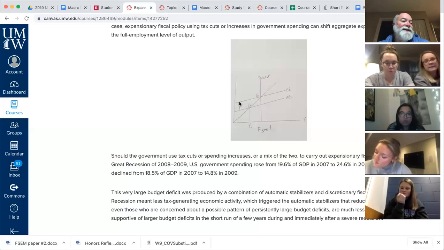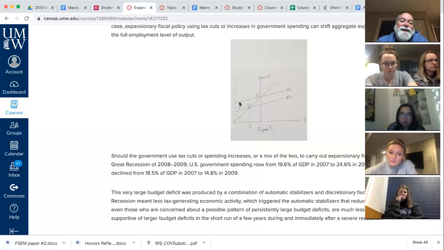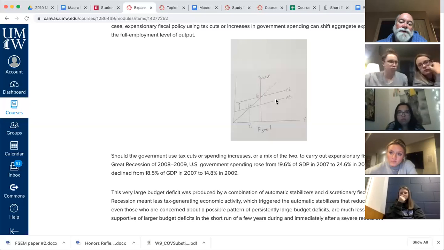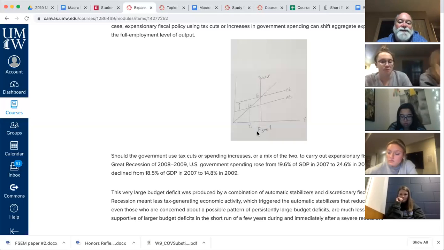Oftentimes, when the government does a fiscal policy thing, they use a combination of different things. Part of it is political. We know that Republicans favor tax cuts and Democrats favor spending increases. So to get everybody on board, they might increase spending by a certain amount and cut taxes by another amount. But either way, the AE curve shifts up and we get back to potential GDP and full employment. And in that case, we say the fiscal policy was successful.